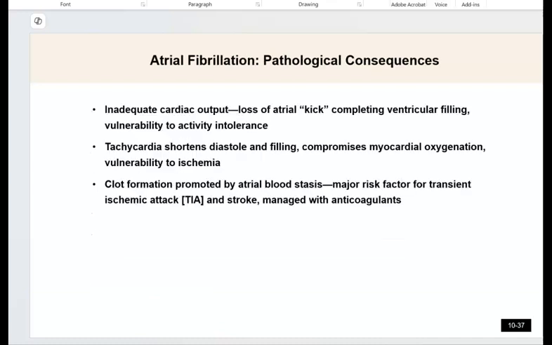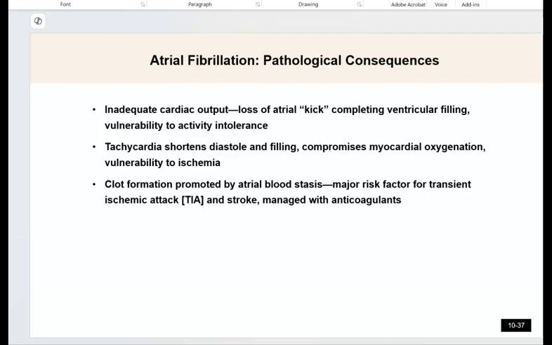The pathological consequences, as we all know by now, I'm sure, in years of practice for you guys, is that you're at risk for stroke because you get atrial blood stasis, and then clot formation can happen, and that can travel to the brain and cause a TIA or stroke. So people with AFib will have their CHA2DS2 score calculated, and only very rarely do people not need an anticoagulant.